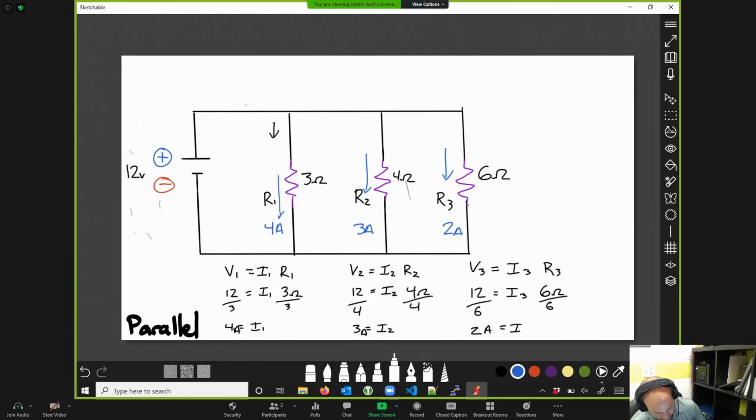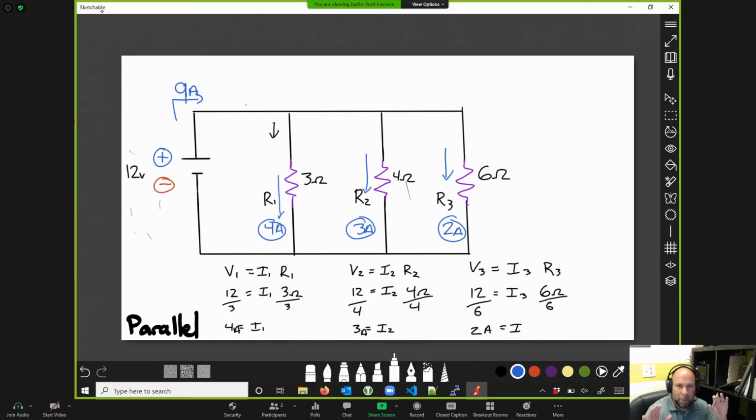If we wanted to find total current leaving the battery here, we'll call this IT. At this point, all we need to do is know what I1, I2, and I3 are. And they just so happen to correspond right here. 4 amps, 3 amps, 2 amps. That means the total amperage leaving the battery into this circuit is 9 amps.